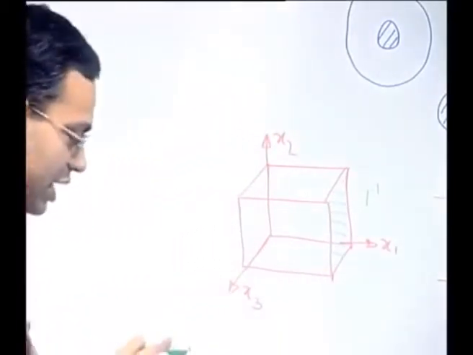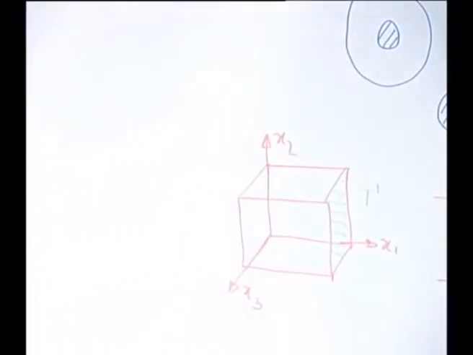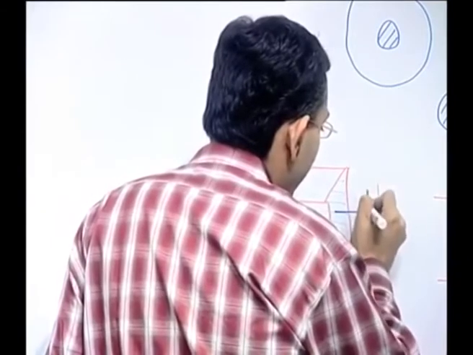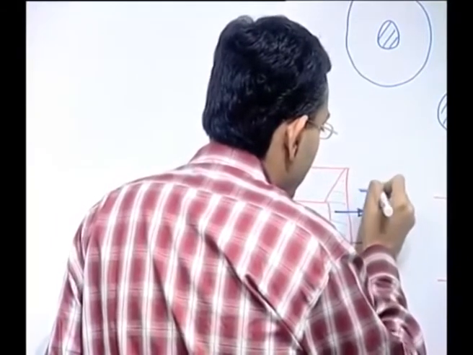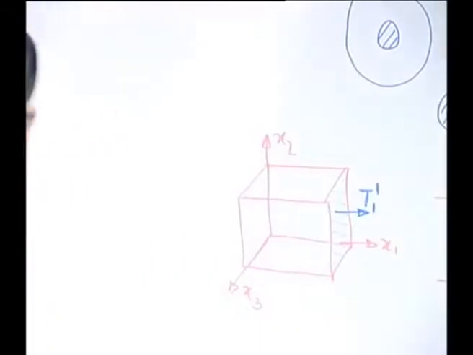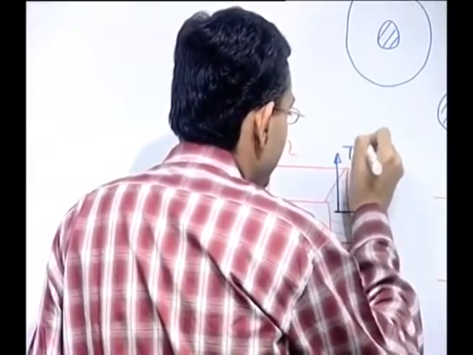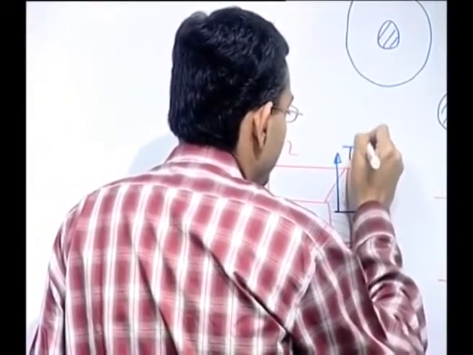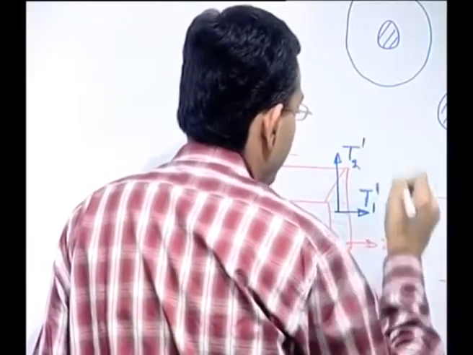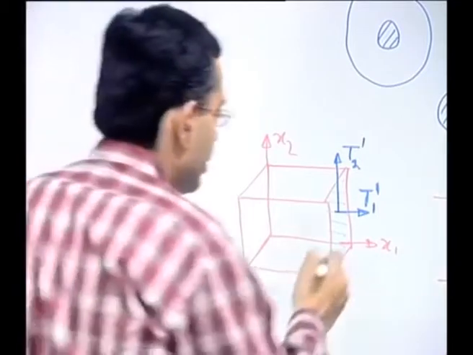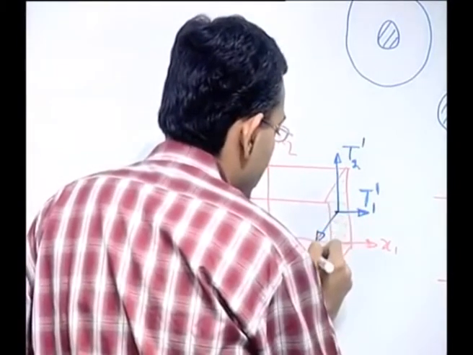So if we are considering the x1 component, let us draw these components. So this we call as T with subscript 1, right. Similarly, this we call as T with subscript 2 and this as subscript 3.